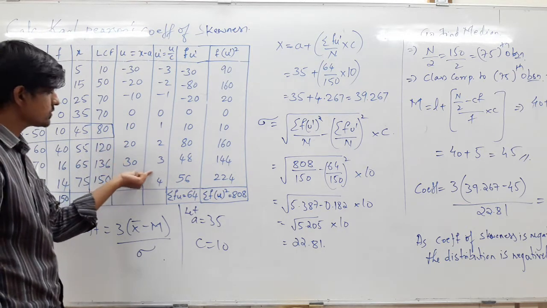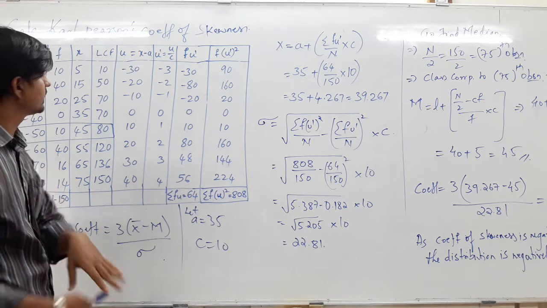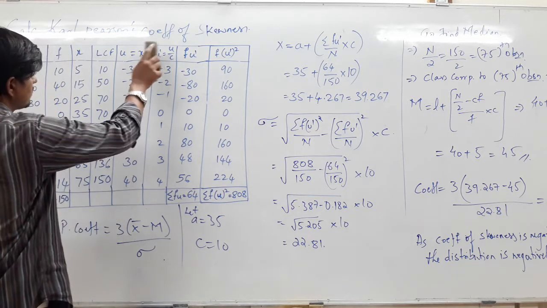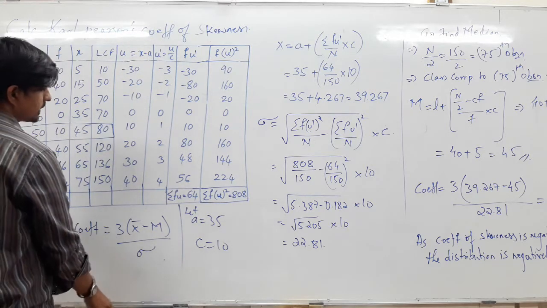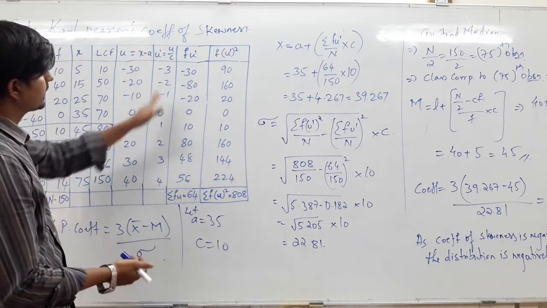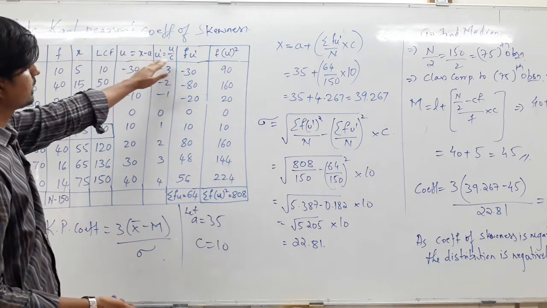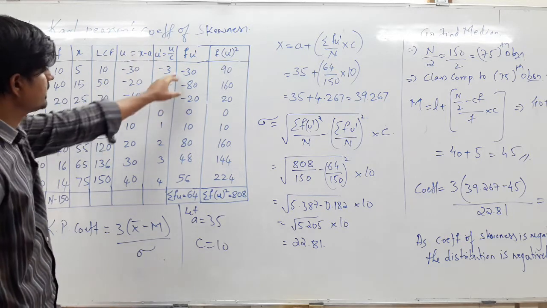You can club these two and make only one column. I'll show you how it will remain the same. You can remove this column and take only one column, that is u equals x minus A divided by c. You can write it directly. Now we need f u dash.